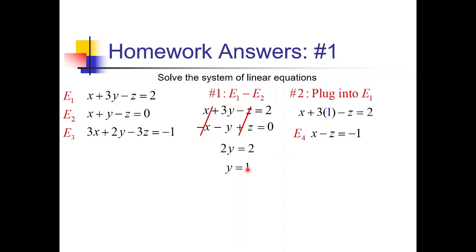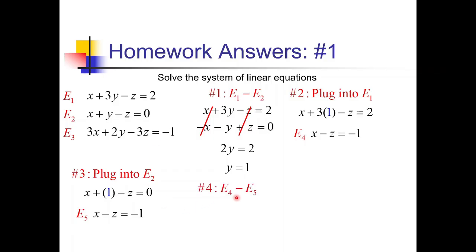And then let me go ahead and plug this into equation 2 while I'm at it. So we've got x plus 1 minus z equals 0. And then subtracting 1 over to the other side, we have x minus z equals negative 1. All right, so let's call that E5. So these are my two equations now that I can play off of each other. If I multiply this E5 by negative 1 and add these together, that should cancel some things out. So let me next do E4 minus E5.